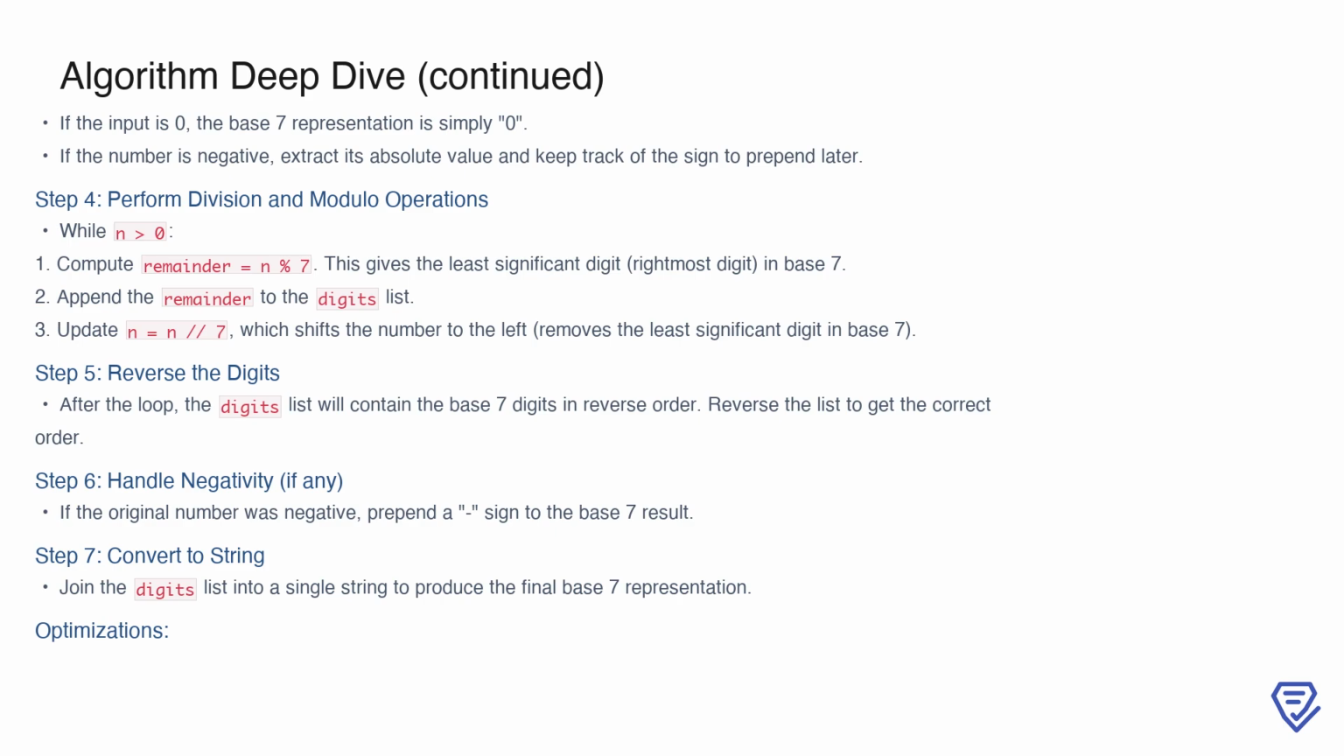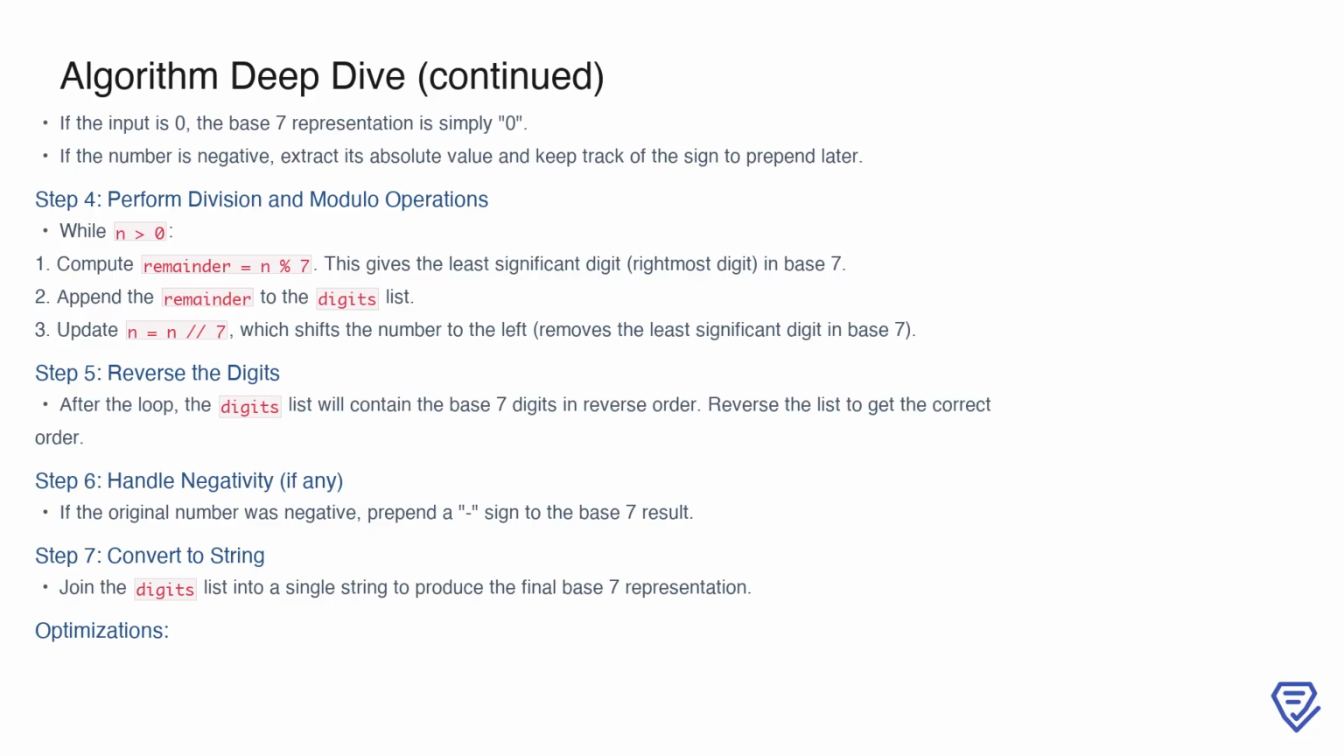When handling edge cases, if the input number is 0, we can immediately return 0 as the base 7 representation. For negative numbers, we convert the input to its absolute value for computation but keep track of the negative sign to prepend to the result later. Once the edge cases are addressed, we move on to the main computation.